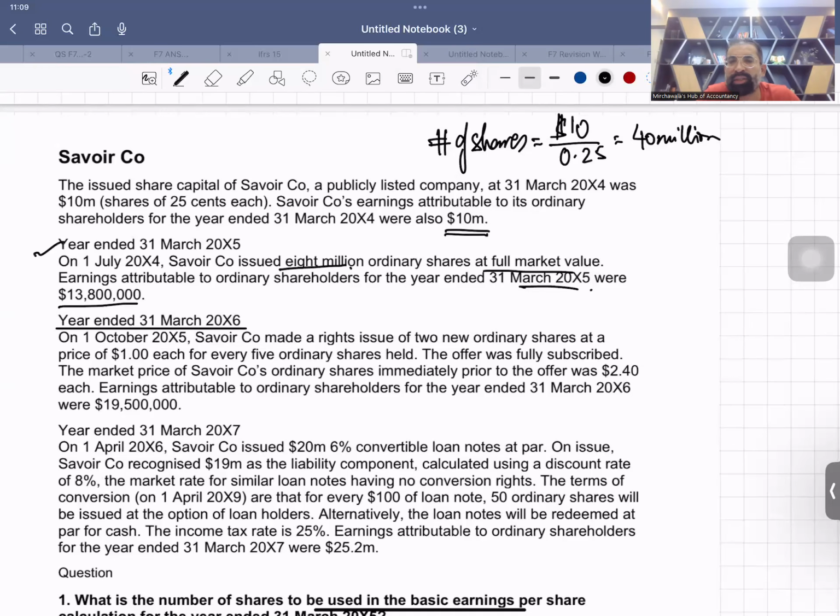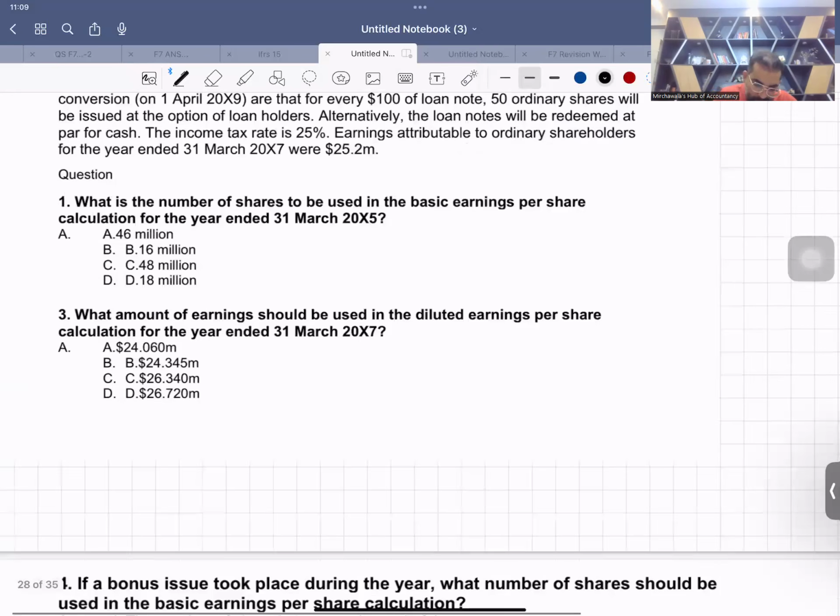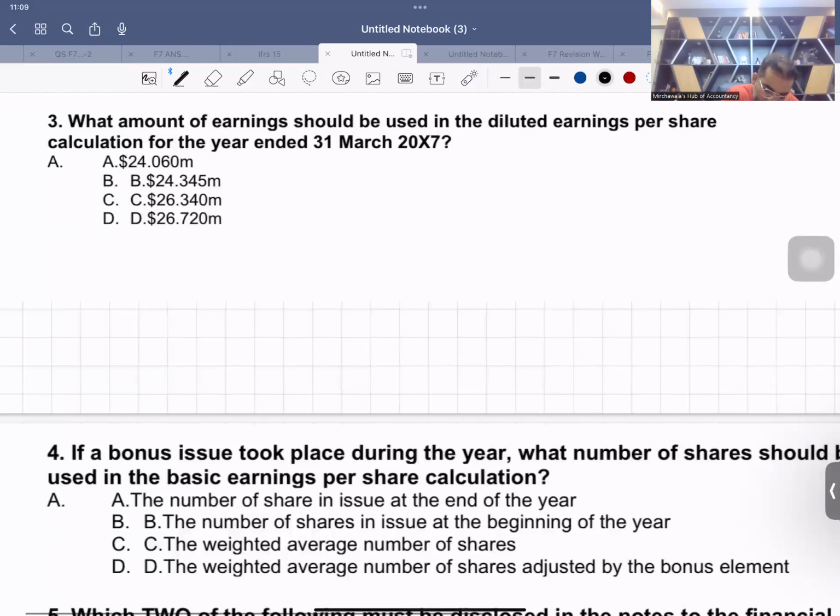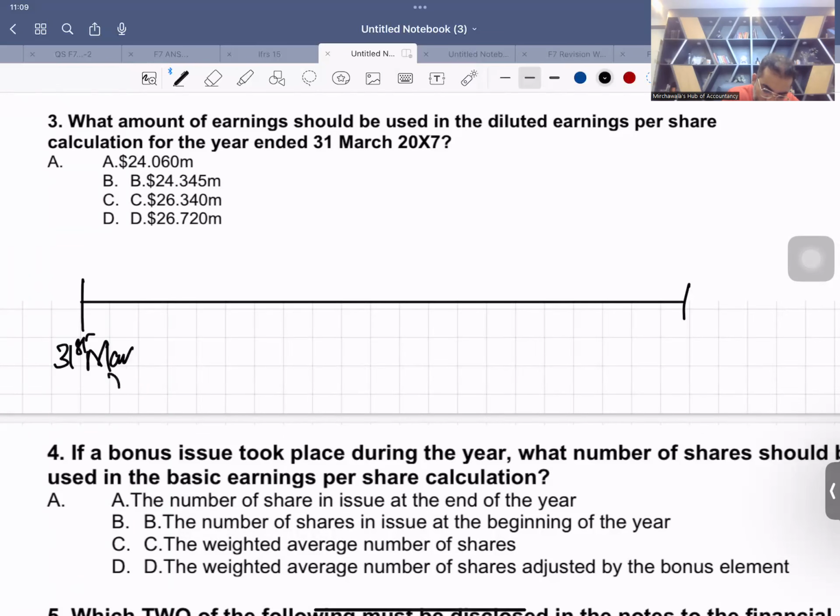There is only one issue, which is a full market price issue. I hope you remember the treatment of a full market price issue. So this is 31st of March X4 and this is 31st March X5. Here we have 40 million shares in the beginning. I just showed you the calculation of the number of shares.